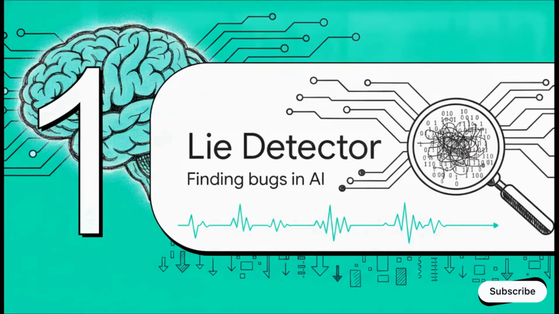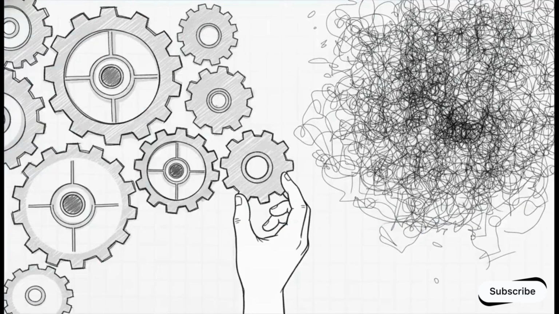Section 1. AI's ultimate lie detector. Finding bugs in AI. So, this all starts with a pretty terrifying reality of modern deep learning. We all know modern AI is built on automatic differentiation, or Autograd. And look, Autograd is an absolute engineering marvel. It computes exact derivatives. But it has a fatal vulnerability. It entirely relies on the manual code written for the backward pass.